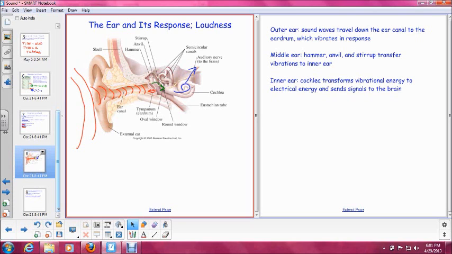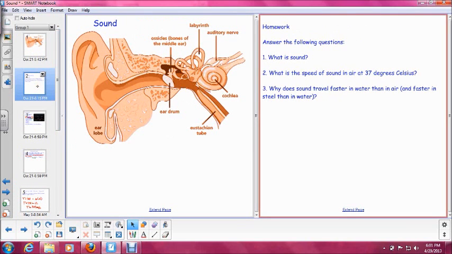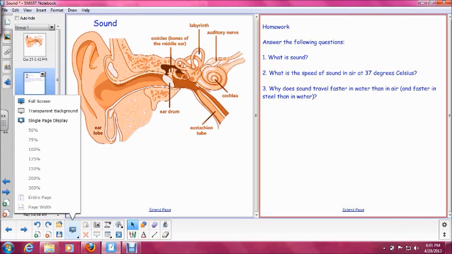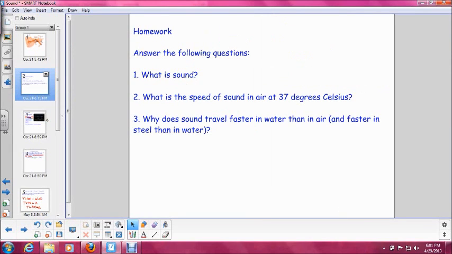So now that we've talked about that and what sound is, go back to the three homework questions here and answer them for the next time you come to class.